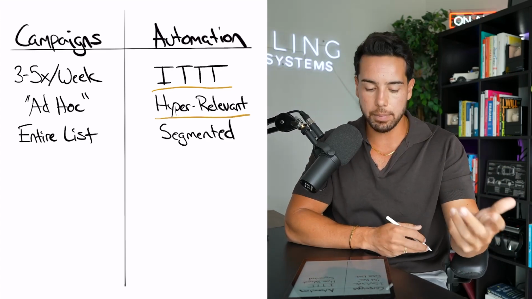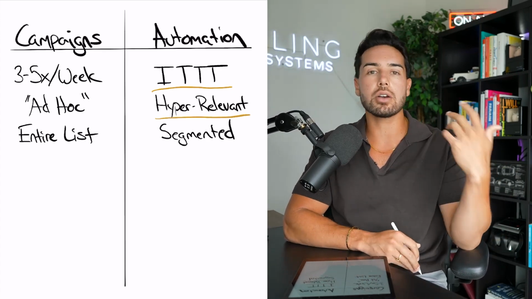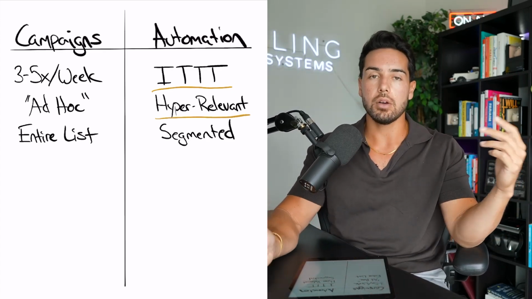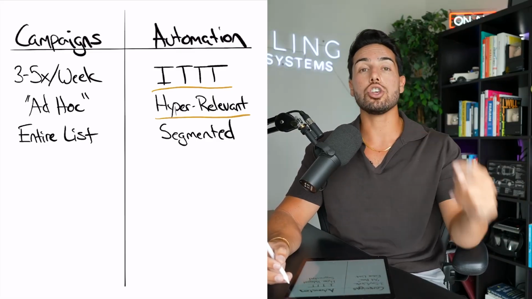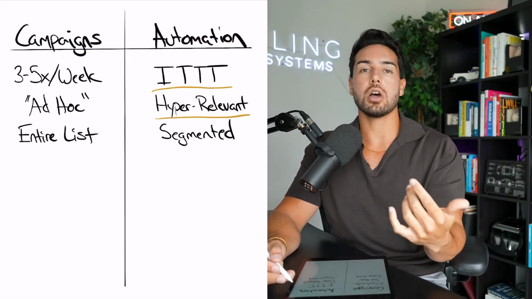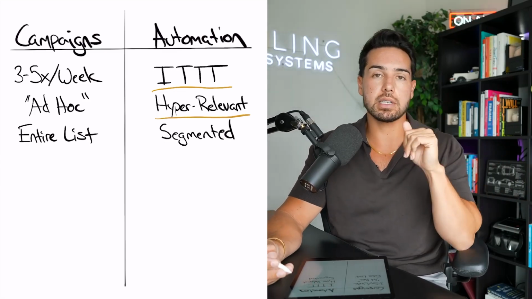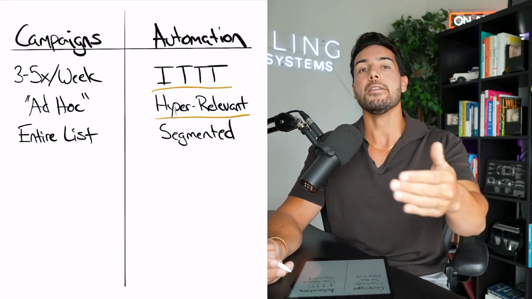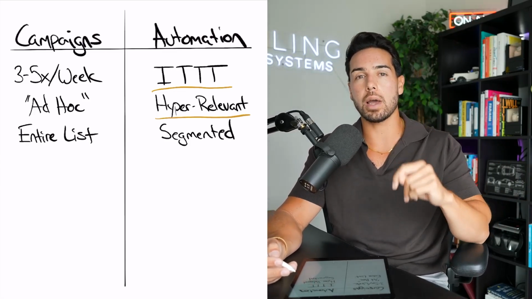It's typically hyper relevant, right? So you compare that to the campaigns where you're sending it to the entire list and you're just saying, hey, work with me, right? On automation, you're typically saying, you just did this thing, so here's this next thing that you need, right? So for example, if I'm using this 77-page email swipe file, I might say, hey, you just got this 77-page email swipe file.